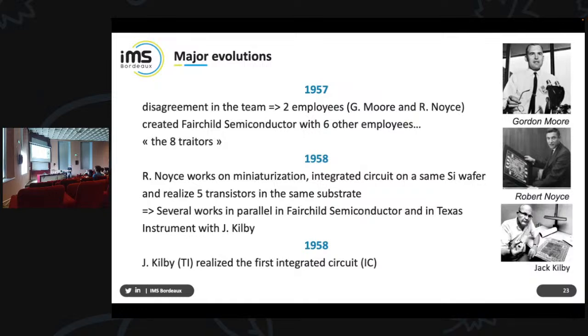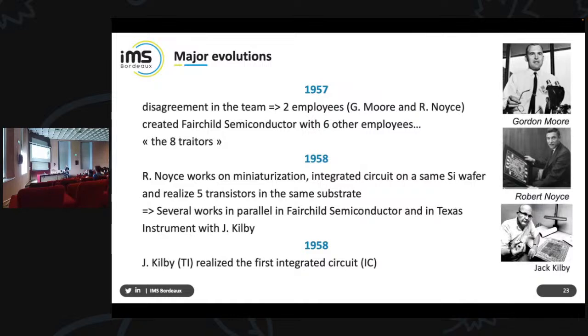And after Fairchild, he decided to create another company, which is called Integrated Electronics. And if you merge integrated electronics, that means Intel. He created Intel. So everything we are using is coming from there. And then Jack Kilby invented the very first integrated circuits.